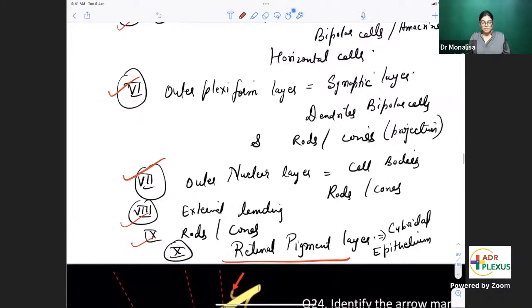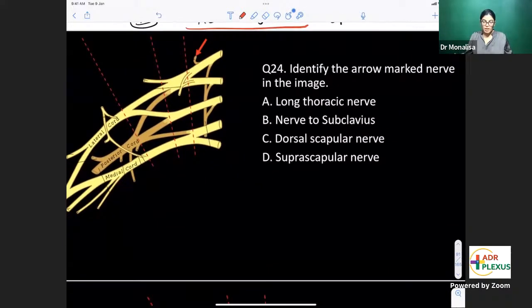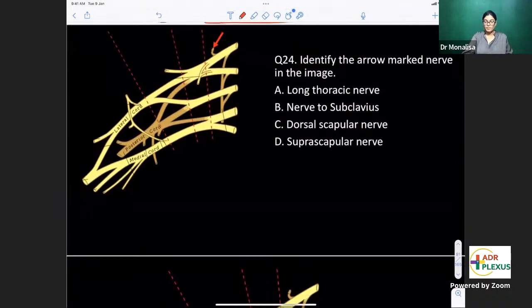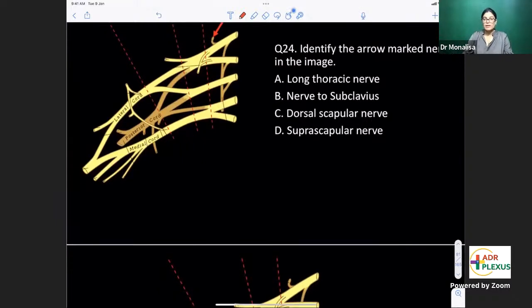Okay, now definitely let's move on with the next one, that is question number 24. All the best, dear. Question number 24. Okay, so yes, identify. Let me just check. Okay, I am getting C as the answer. What about others? Question number 24: identify the arrow marked nerve in the image.